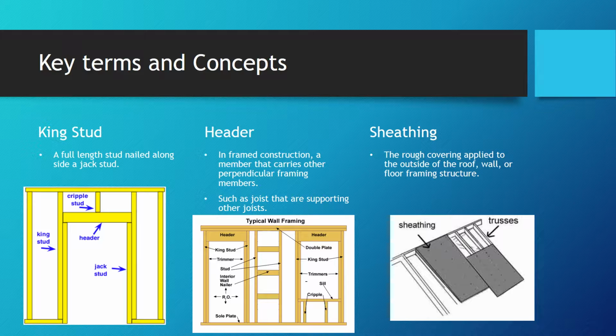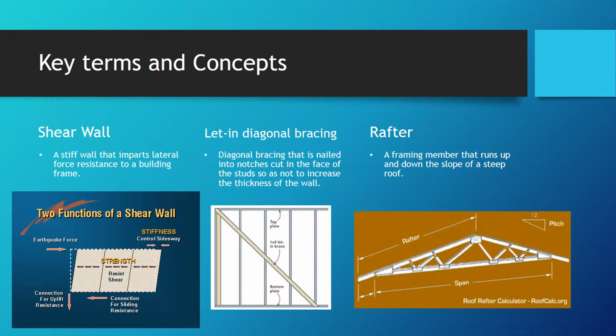So then you'd put your trusses on there, your sheathing, and then you might put your roof shingles up there. And more key terms. You got your shear wall, a stiff wall that imparts lateral force resistance to a building frame. Let-in diagonal bracing that is nailed into notches cut in the face of the studs so as not to increase the thickness of the wall.